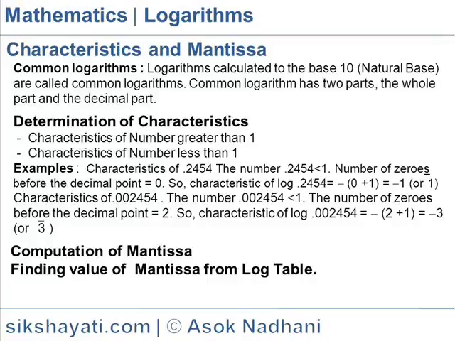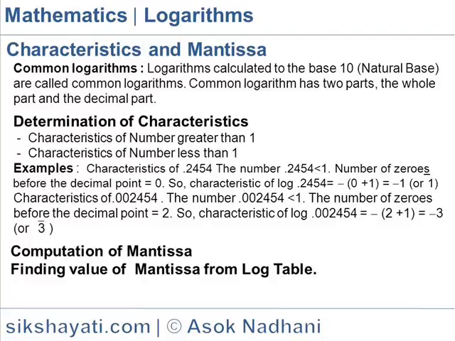For example, the characteristic of 2.454. Now 2.454 is greater than 1, and the number of digits before the decimal point is 1, that is 2. So there is only one digit. So the characteristic of log of 2.454 is equal to 1 minus 1, that is, you reduce 1, which is equal to 0.